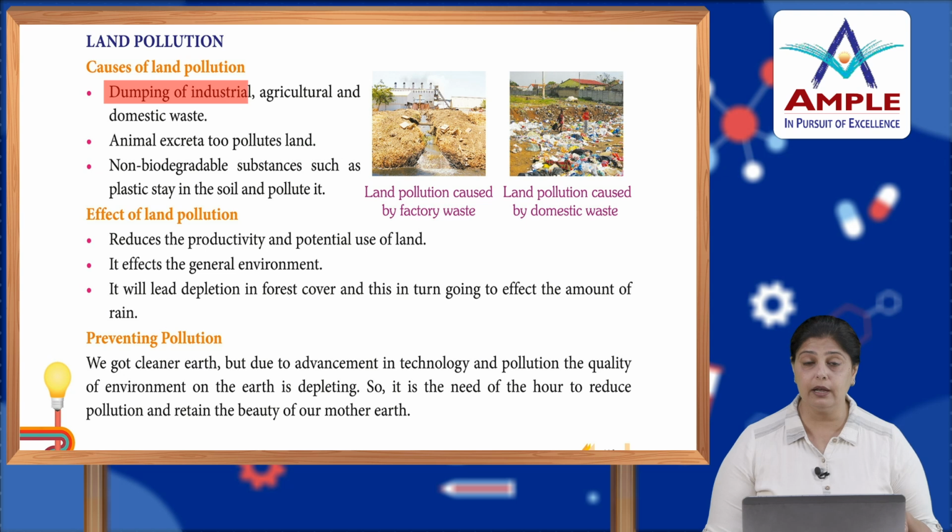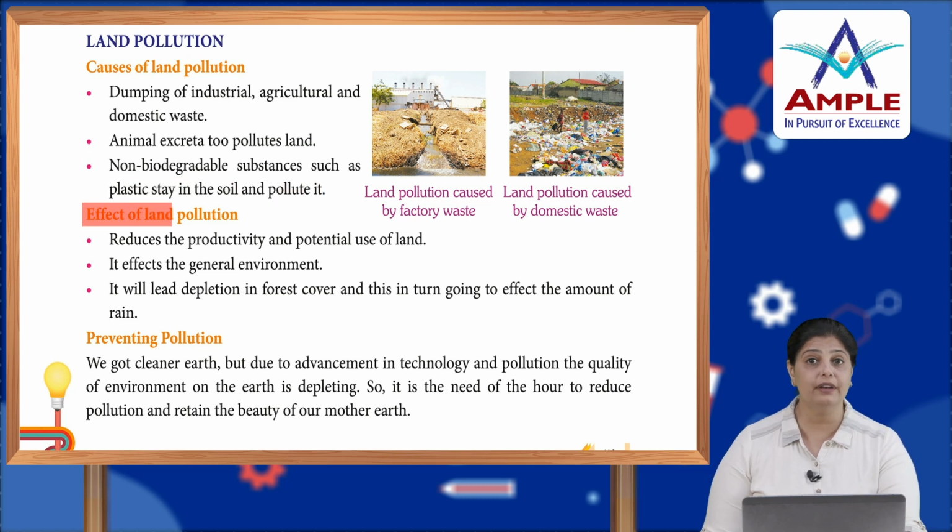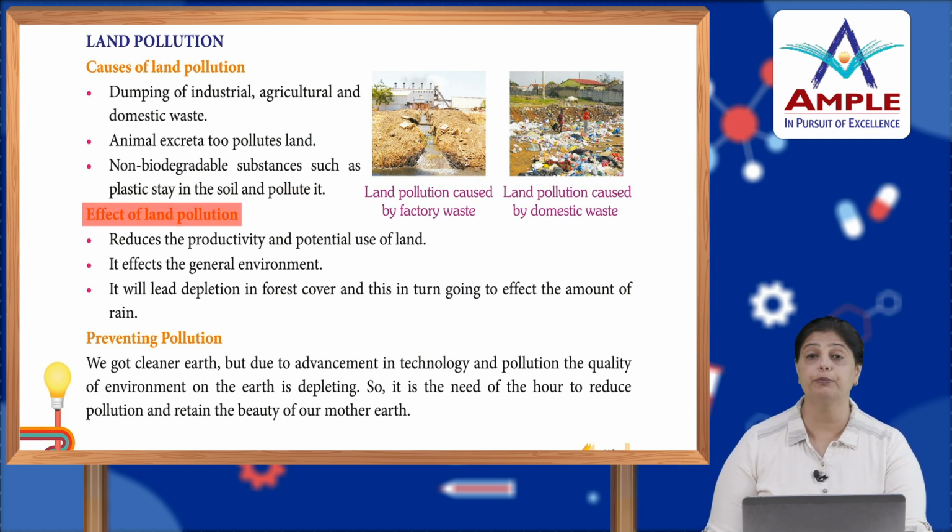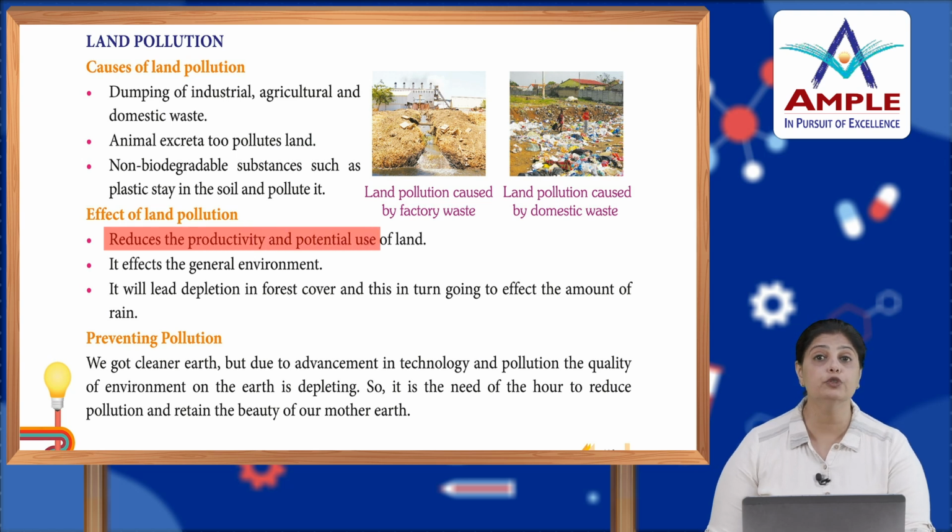Dumping of industrial, agricultural and domestic waste. Animal excreta too pollutes land. Non-biodegradable substances such as plastic stay in the soil and they pollute it. Okay? Now, effect of land pollution. What are the effects? It reduces the productivity and the potential use of land. Okay? That land cannot be used because it is polluted.